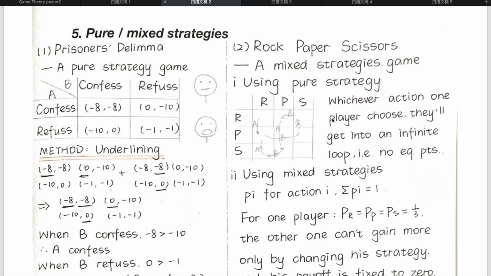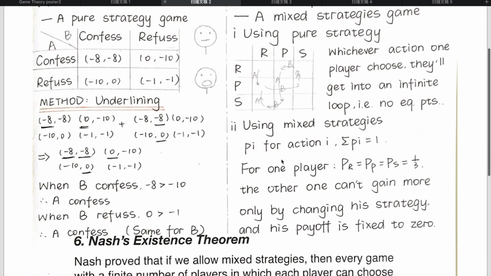we'll find that no Nash equilibrium point can be found by the underlining method. So we have to allow mixed strategies, and players can play each action with non-negative probabilities. We use p_i to denote the probability for action i, and obviously, if a player chooses 1/3, 1/3, 1/3, his opponent cannot gain more by changing strategies. And when the opponent also chooses 1/3, 1/3, 1/3, a Nash equilibrium point is achieved.